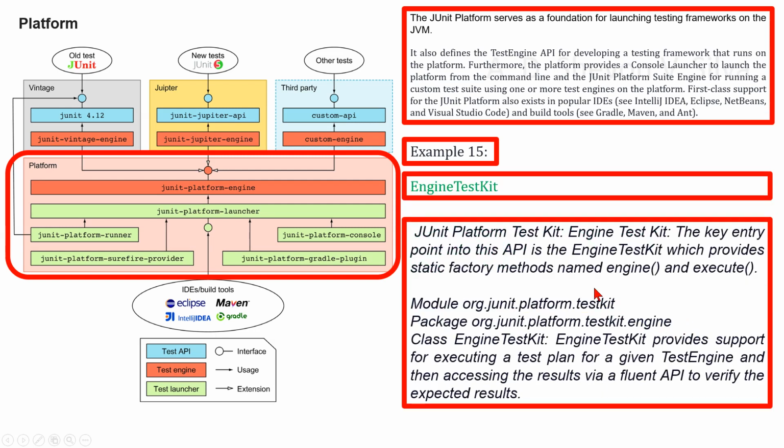Now we are considering EngineTestKit in JUnit platform test kit. The key entry point into this API is the EngineTestKit, which provides static factory methods named engine and execute. Class EngineTestKit in package org.junit.platform.testkit.engine in module org.junit.platform.testkit. The EngineTestKit provides support for executing a test plan for a given test engine and then accessing the result via a fluent API to verify the expected results.